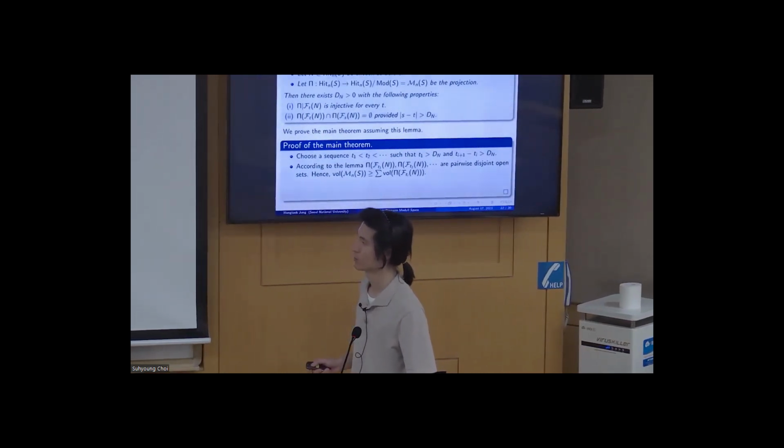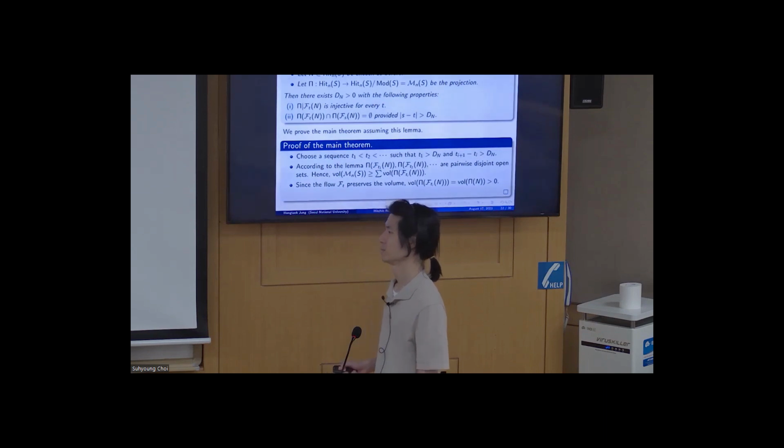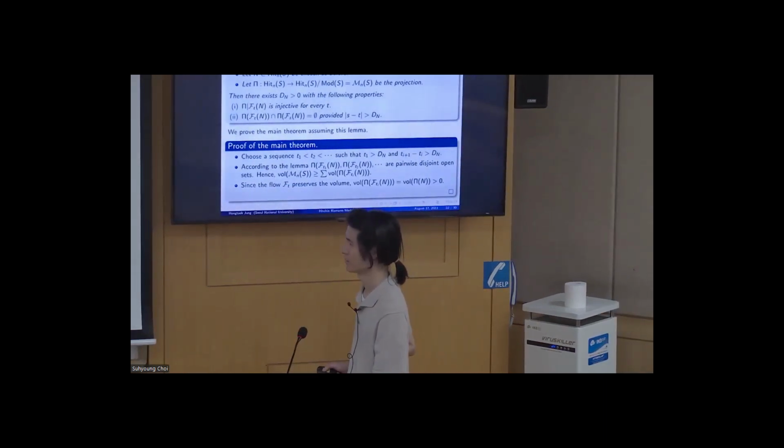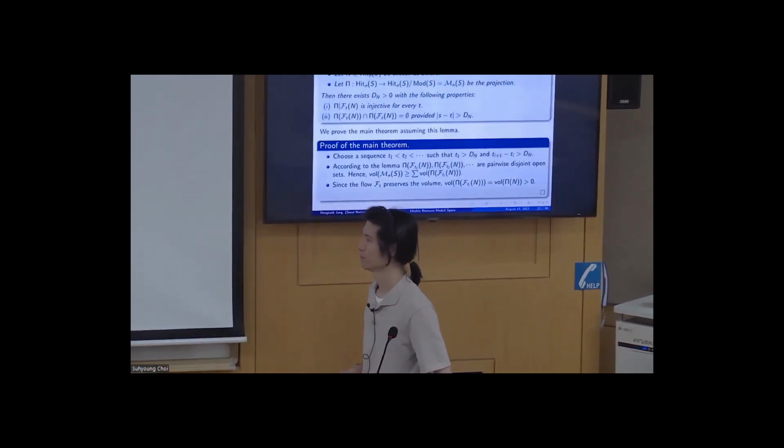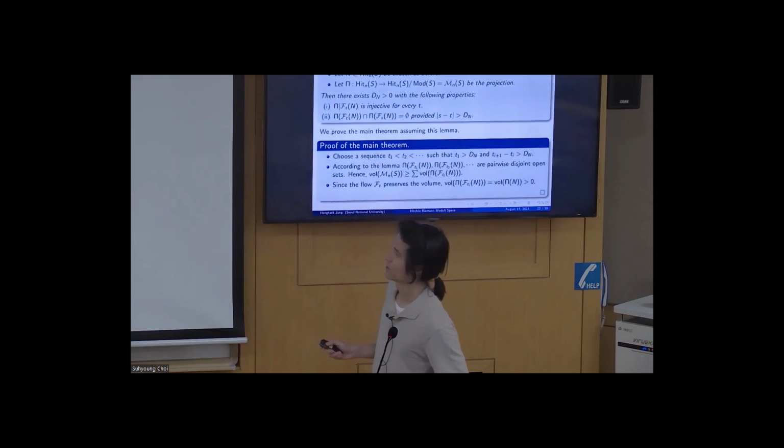Therefore, the volume of the whole moduli space is bounded from below by the sum of the volumes of each open set. Because phi of f of t preserves the volume form, these volumes are all equal to the original one, and we chose that this is a positive number. So the right hand side is actually infinite. So the volume of the whole Hitchin moduli space is infinite. So this is really the key lemma.